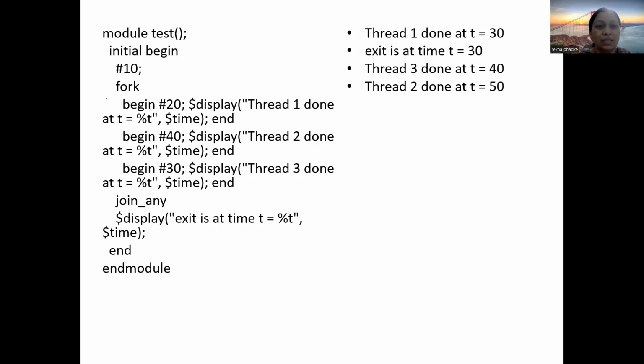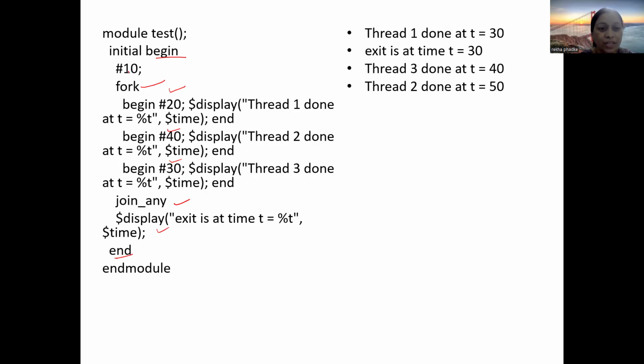For example, let's see one more example here. So we have initial begin, end. This is the process. And inside that we have fork and join_any. Here we have #20 $display one statement, #40 $display one more statement, #30 $display third statement. Okay, and then outside the fork block we have $display again, right? So how should it work?